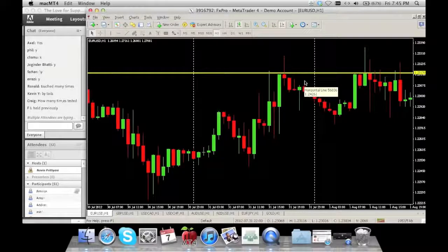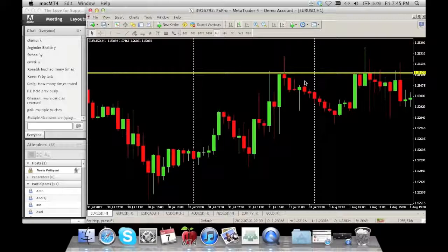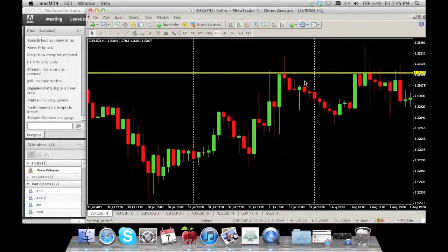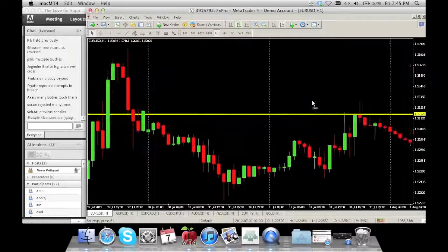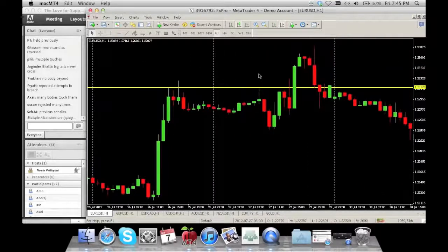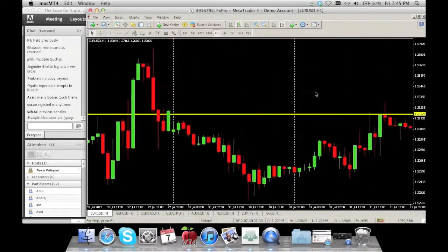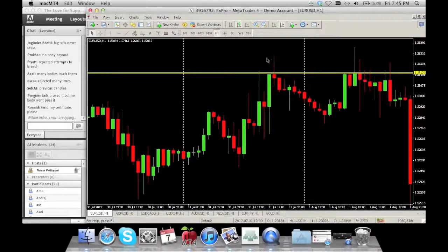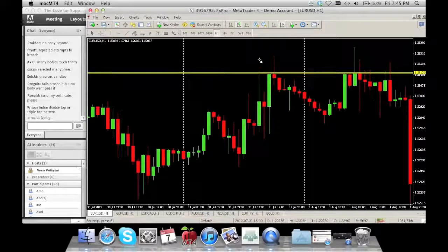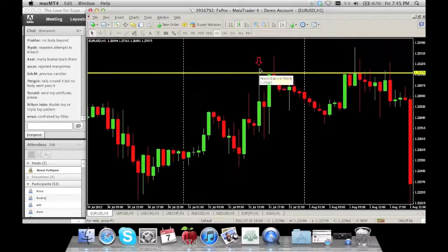Okay, Kevin says by tails, Ronald says touched many times. How many times tested? Craig, correct. Ronald also correct. Kevin also correct. Big tails never crossed. So this is one of the methods I teach to my members in the conference room. Whenever you have a candle that is big and has big tails coming from it, for example, this one, we have a massive strength coming north, and then it creates a tail from this area.